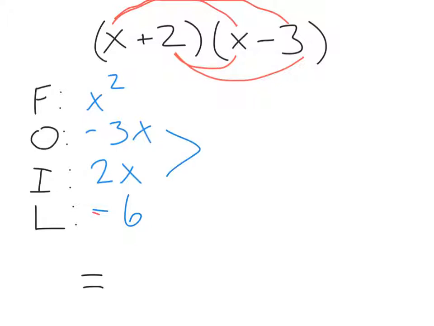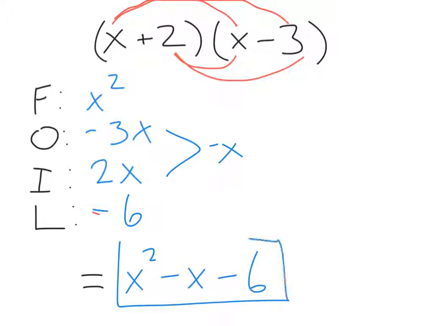Notice these are the only two that can combine, right? We have 2 x's there. So negative 3x plus a 2x is actually just going to give us a negative x, right? Because negative 3 plus 2 is just negative 1. So our final answer is going to be x squared minus x minus 6. You take your FOIL and you just add them all together.